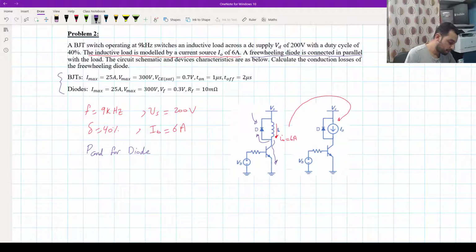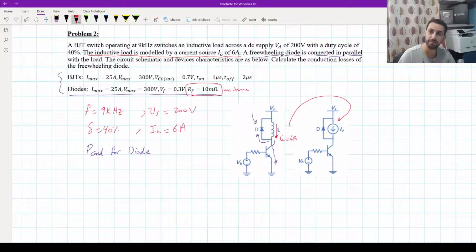However, if you look at the data given here for the diode, it gives information about the resistance during the on time. Why do I say during the on time? Because it's RF. RF means R forward bias, okay? So if it gives us the resistance, that means I have to consider it in the calculation of the conduction loss, because of the current going through the diode and its resistance as well.